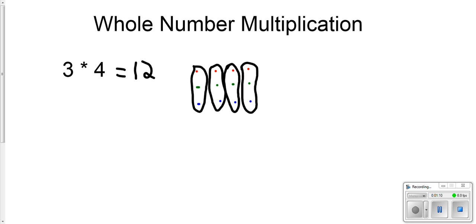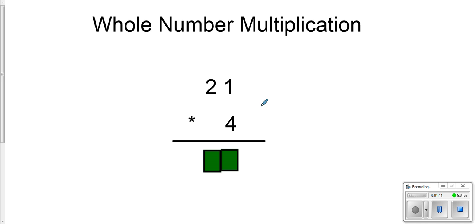You're just grouping, basically. So if we want to speed up that process, and say 4 groups of 21, so 21 plus 21 plus 21 plus 21, you can just multiply each digit individually. So 1 times 4, we would get 4. 2 times 4, we'd get 8. So 4 groups of 21 gives you 84. Or if you added 4 twenty-one times, 21 of them added up will come out to 84.